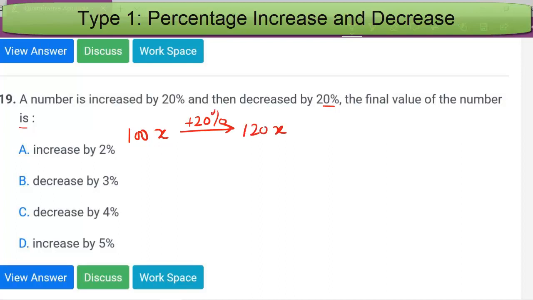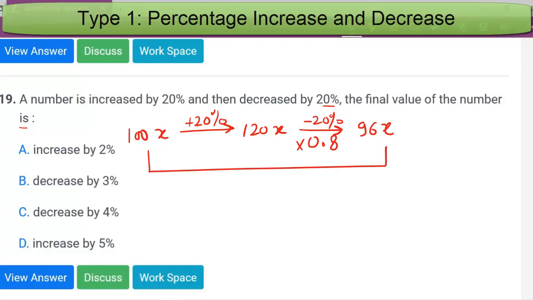And then this is decreased by 20%. So a 20% decrease means 80% left. That means if I multiply this value by 0.8, it will be 96x, right? Now if I compare this 96x with 100x, there is a 4% decrease, right? So the answer to the question: the final value of the number is decreased by 4%. So C is the answer.